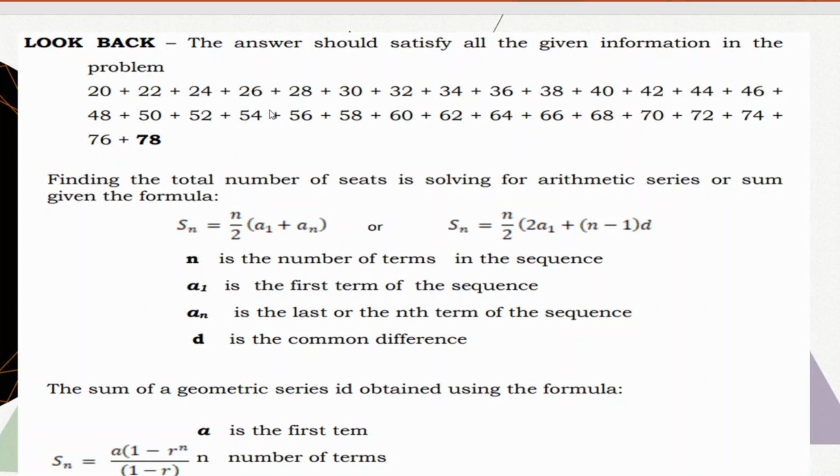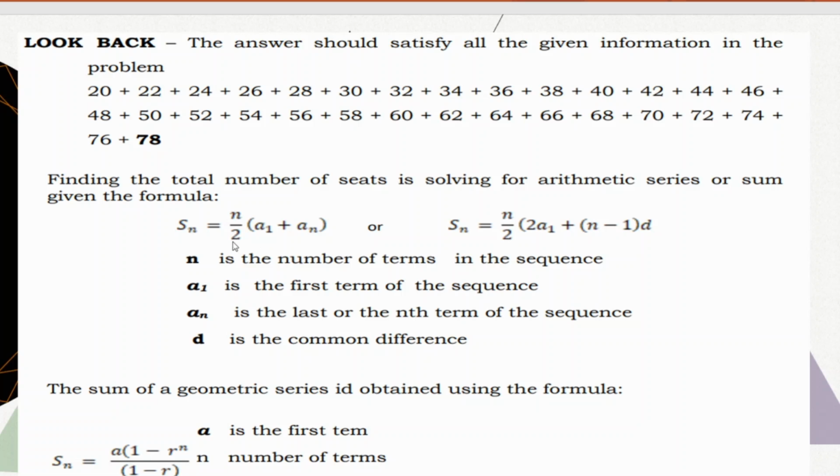And now we have here look back. The answer should satisfy all the given information in the problem. So manually you could add all the numbers, but for an easier way, we need to find the total number of seats, and we're going to use the arithmetic series formula, wherein the sum of the nth term equals the number of terms divided by 2 times the first term plus the nth term.